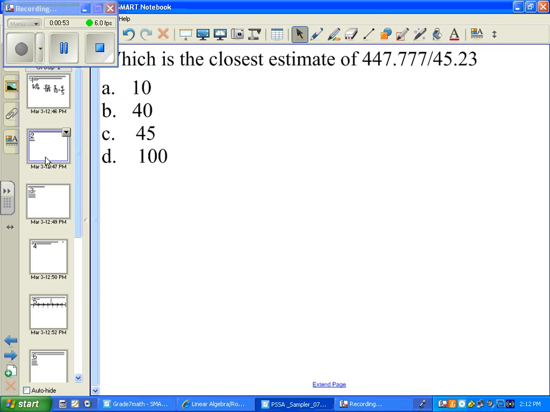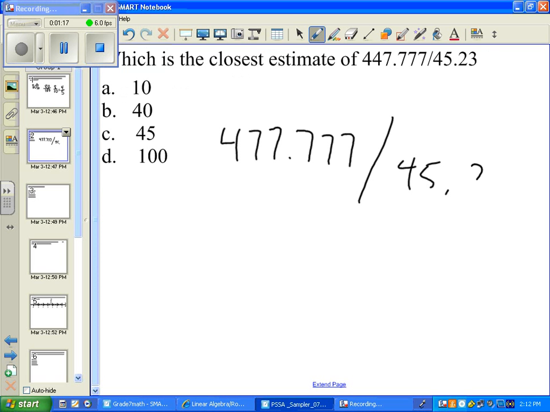This next one is, which is the closest estimate to 447.777 divided by 45? And if we look at this, 477.777. We're going to divide this by 45.23. First thing we can do is ignore these decimal points. By the scale of the numbers, they really don't have any effect on this.